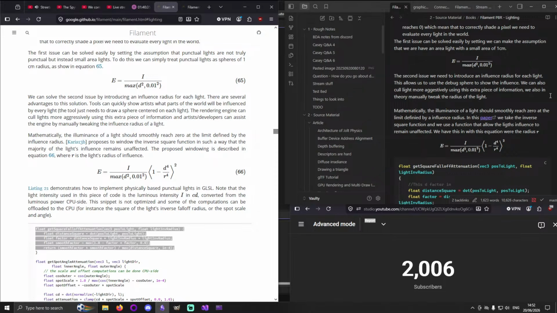We also cull light more aggressively. That's not how you spell that.